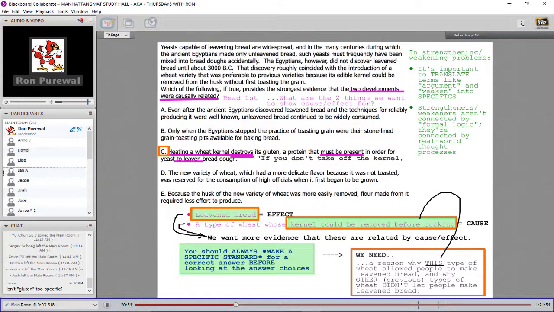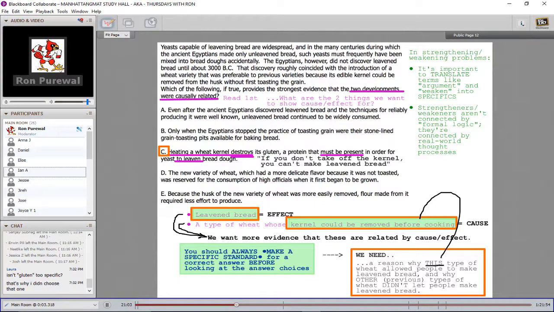is that if you don't take off the kernel, you can't leaven it.